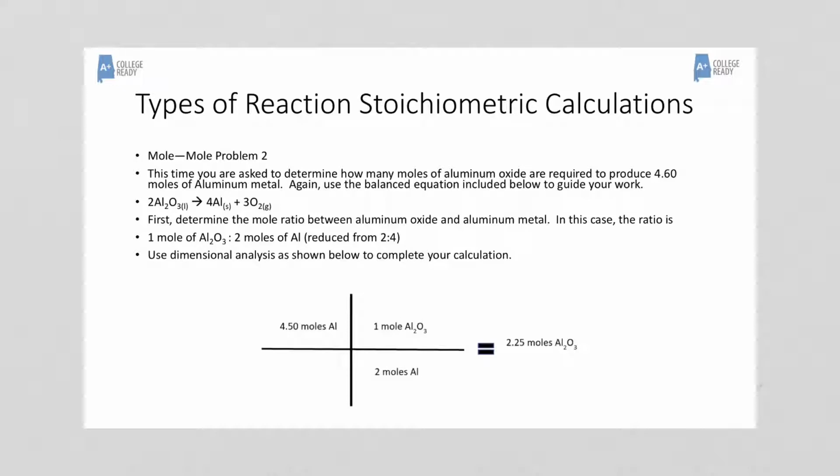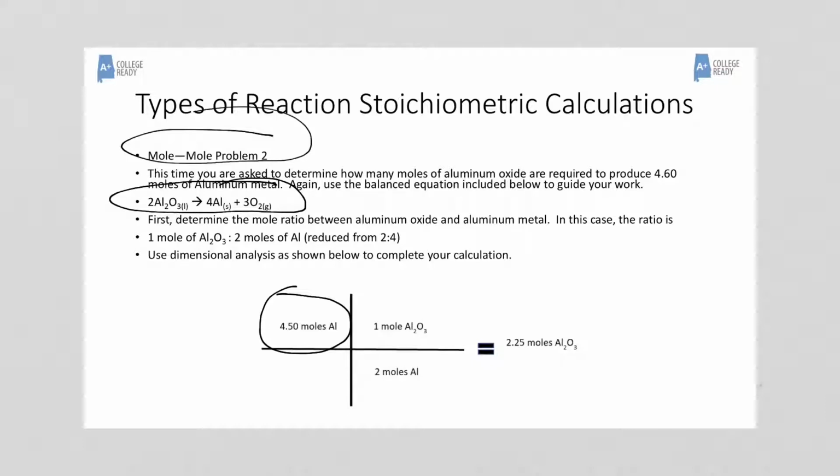Let's do another mole-mole problem. So this time we want to know how many moles of aluminum oxide are required to produce 4.5 moles of aluminum metal. So again, we look at our balanced equation. We write down our given. We're trying to figure out how much aluminum oxide we needed to make this 4.5 moles of aluminum.